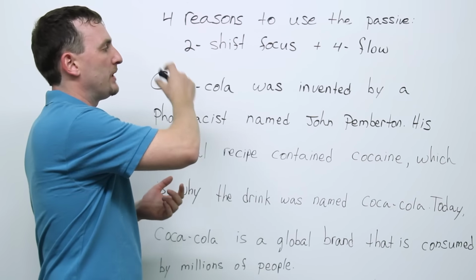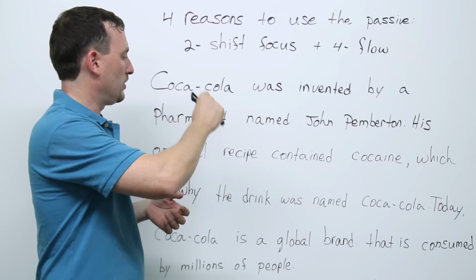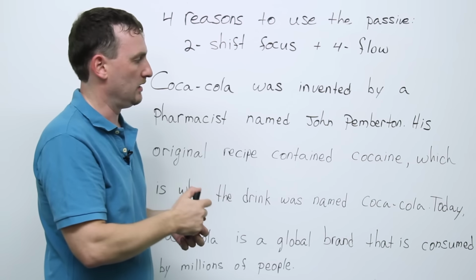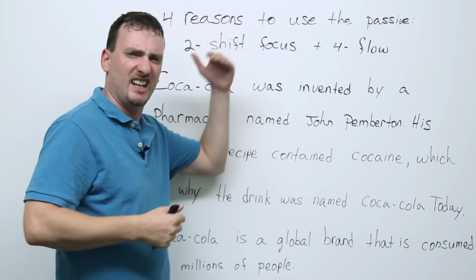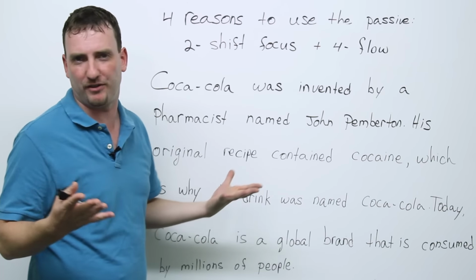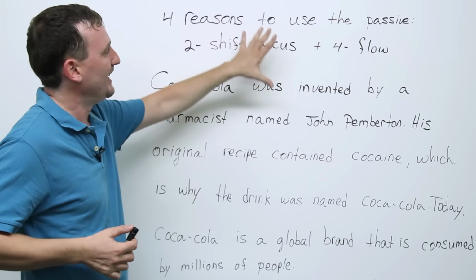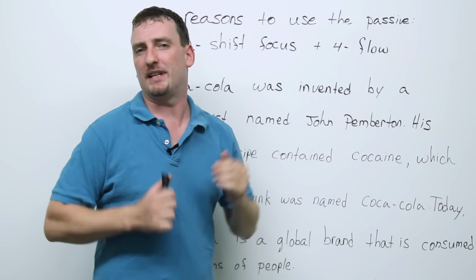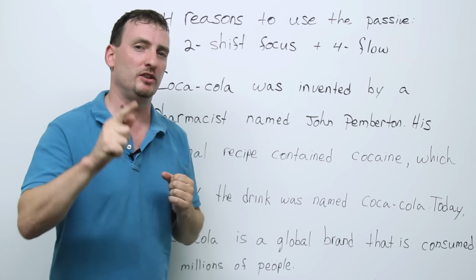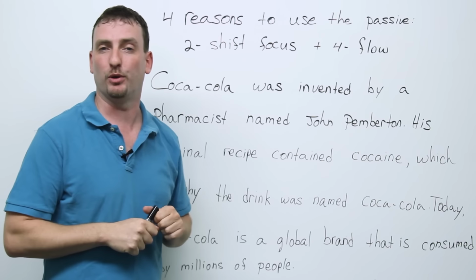I don't say, John Pemberton invented Coca-Cola. Coca-Cola had cocaine. He named the drink Coca-Cola because of the cocaine, right? It's very, very boring. Very blah. If you know what blah means, it means boring. So, what do we have? We have variety, we have flow, we have focus. Everybody's happy. And who's the happiest? You, when you get your high IELTS and TOEFL score.